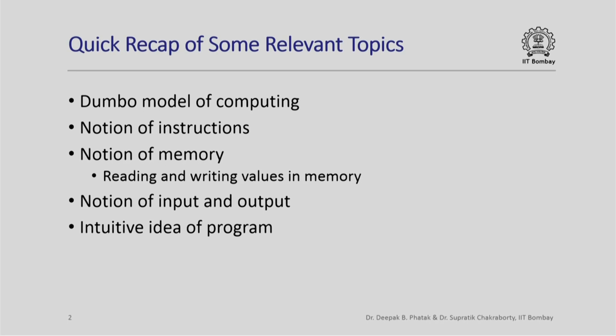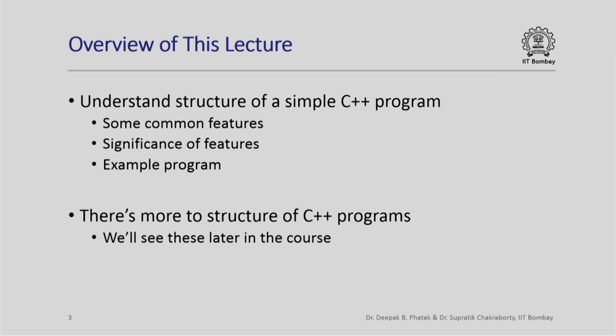We will now build upon this in this lecture and see what a real C++ program looks like, and more importantly what are its different components. So this is an overview of this lecture. We are going to understand the structure of a simple C++ program. We are going to look at some common features, their significance, of course all illustrated through an example.